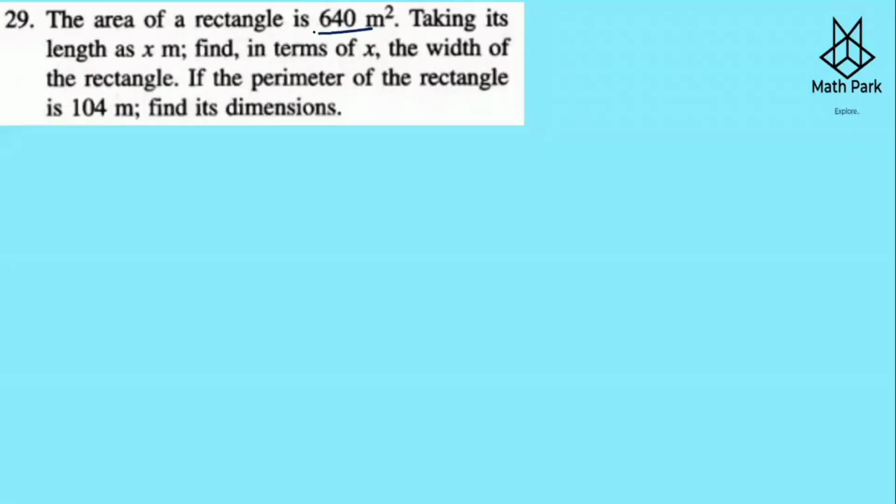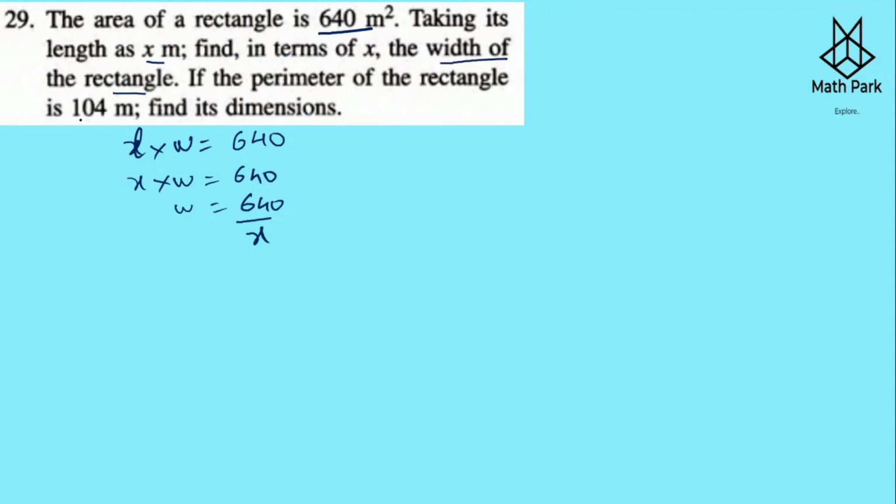The area of rectangle is 640. Taking the length as x, find in terms of x the width. So length times width is equal to area, which is 640. If length is x times width is equal to 640, so you get width is equal to 640 divided by x. So this is how we got width of the rectangle as 640 upon x.